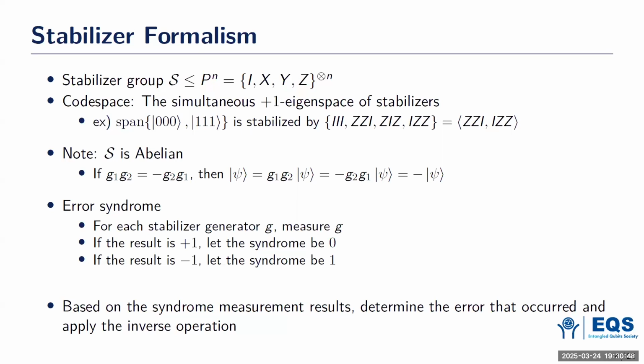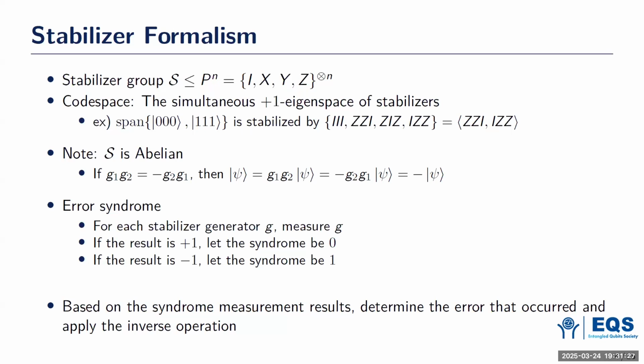Actually, being stabilized by ZZI means that the first qubit and the second qubit are the same, and IZZ means the second and third are the same. So only the 000 and 111 states are left. Note that the stabilizer group is abelian, because otherwise there would exist two stabilizer generators that anti-commute, and no code states would satisfy the stabilizer condition.